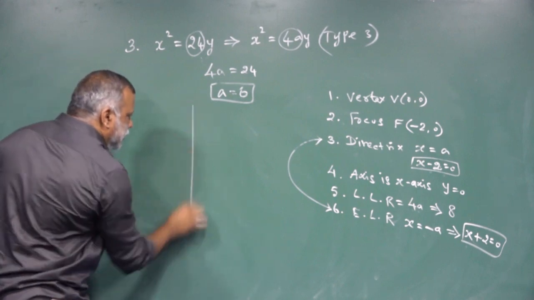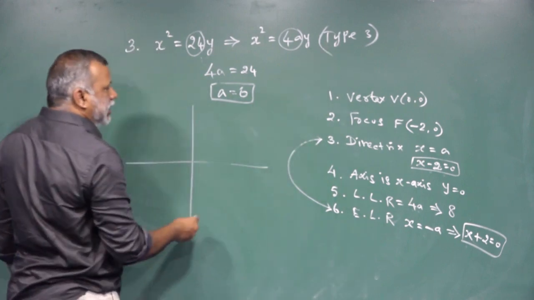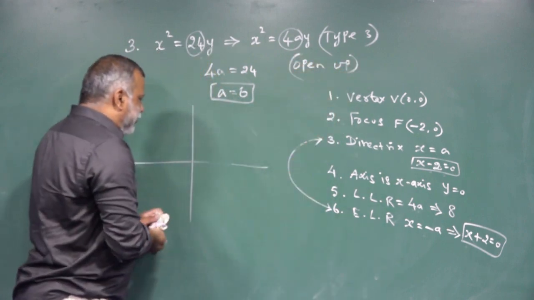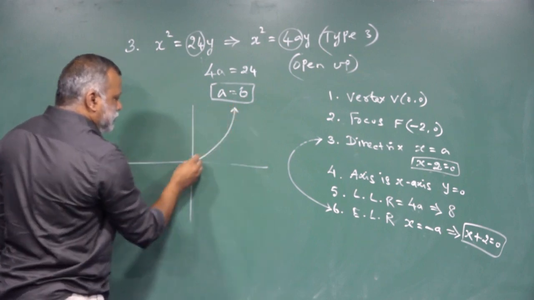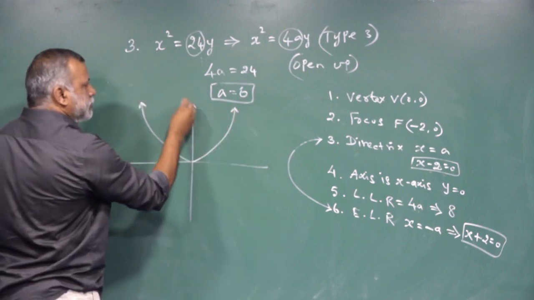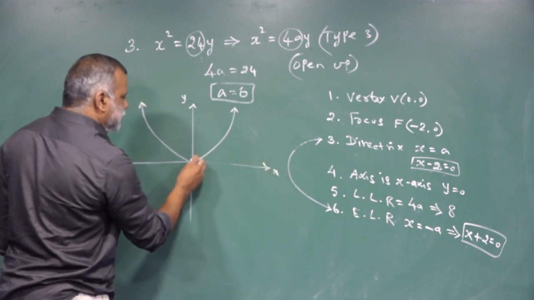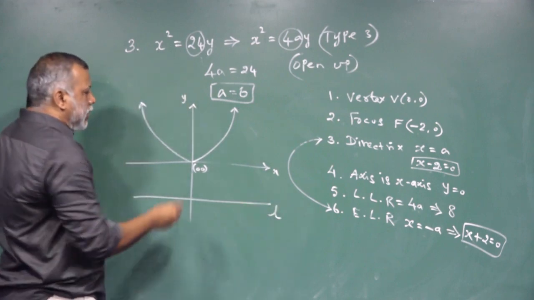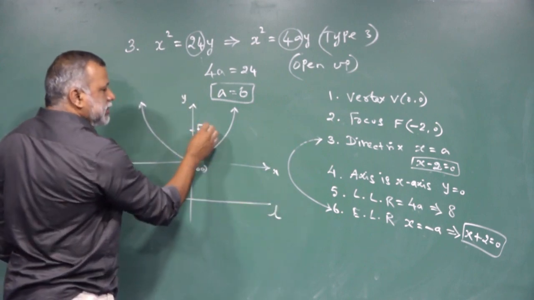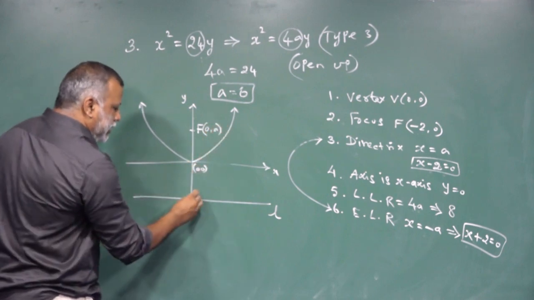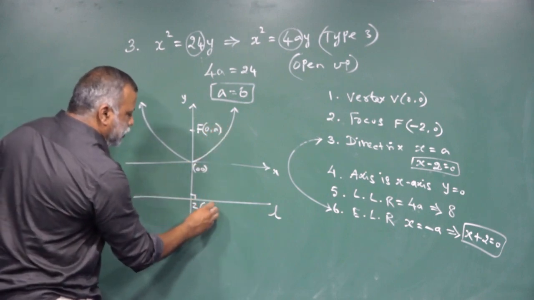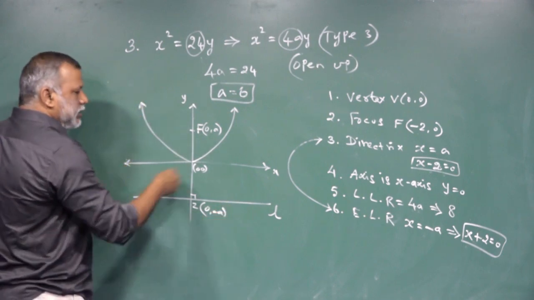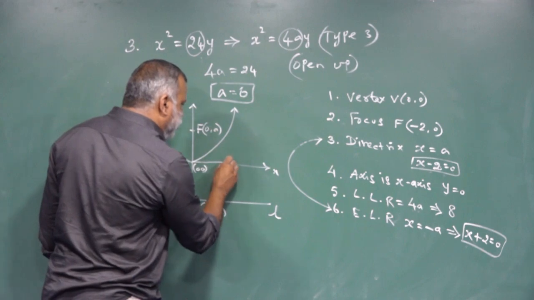So now, the name of this parabola is type number 3, open up. Open upward diagram you have to draw. This is open up, say y-axis, x-axis. This is vertex 0, 0. This is the directrix L. Focus must be here. See, the focus is 0, a. Here the directrix passing through 0, minus a. So with the help of this diagram, we are able to work out.